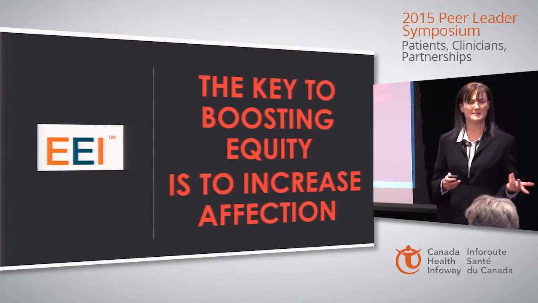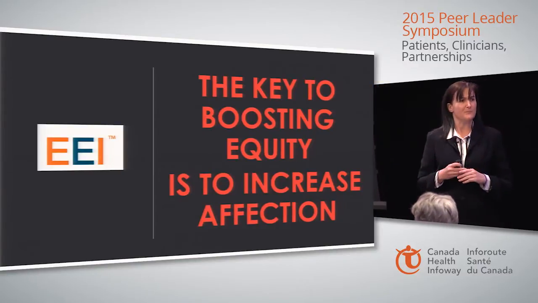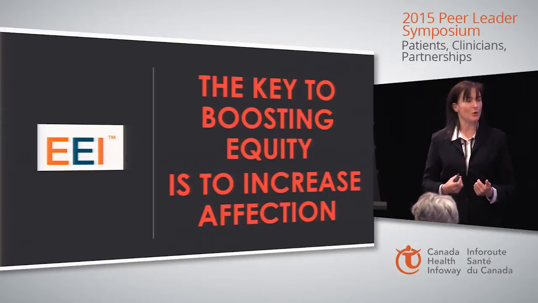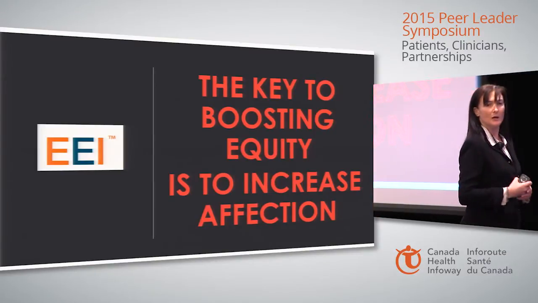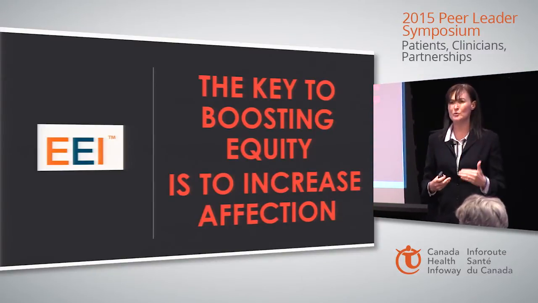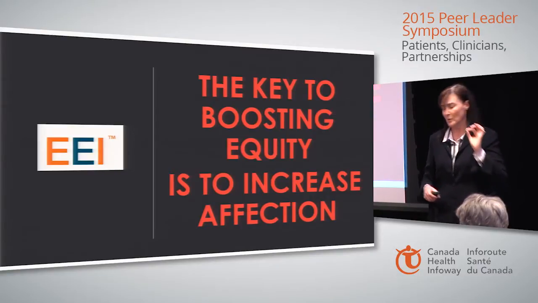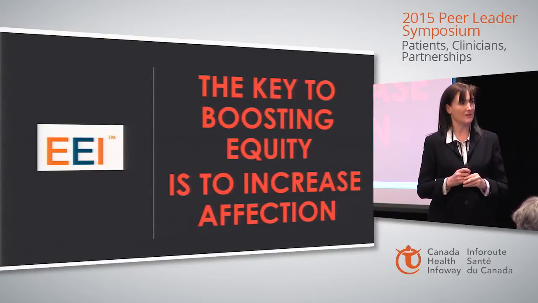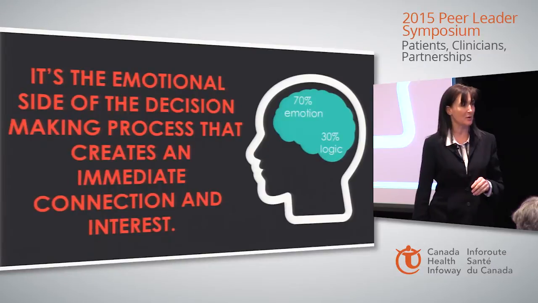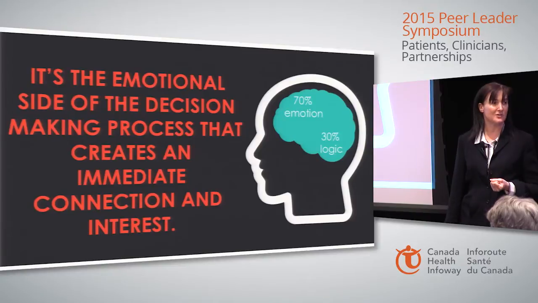Without going into too much detail, there's an index called the EEI, the Emotional Engagement Index, that can actually measure the affection and the emotional connection that your patients have to your practice or to your pharmacy or to your clinic, etc. And we have proven this over and over again, that the key to boosting your brand equity, because remember, whether you're a doctor, whether it's your practice, whether it's a clinic, you are a brand, is to increase the affection and that emotional engagement, because it's the emotional side of the decision-making process that creates that immediate connection and immediate interest.